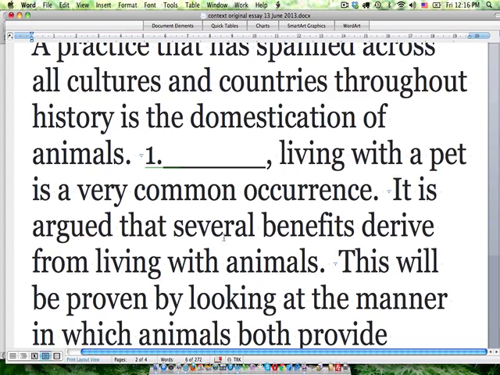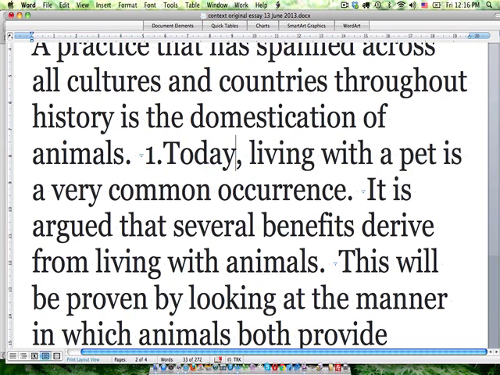One thing to notice here is that this blank is followed by a comma, so you are going to include some sort of time clause, likely, to fill in this spot. So in the original essay, I had the wording today. So today, comma, living with a pet is a very common occurrence. You could have substituted perhaps nowadays, or in the present day, or these days, or some sort of time clause just referring to the present.